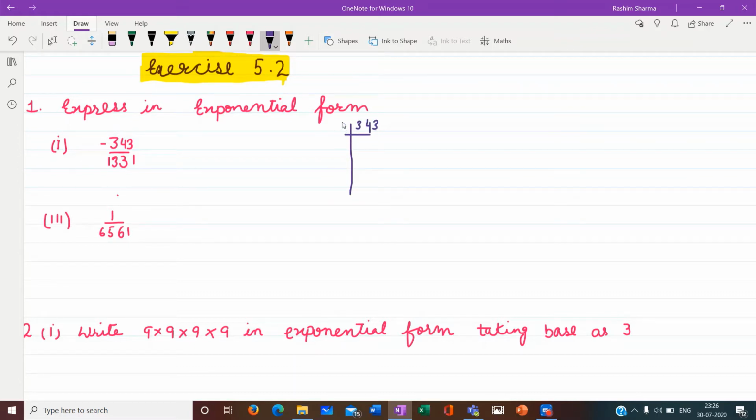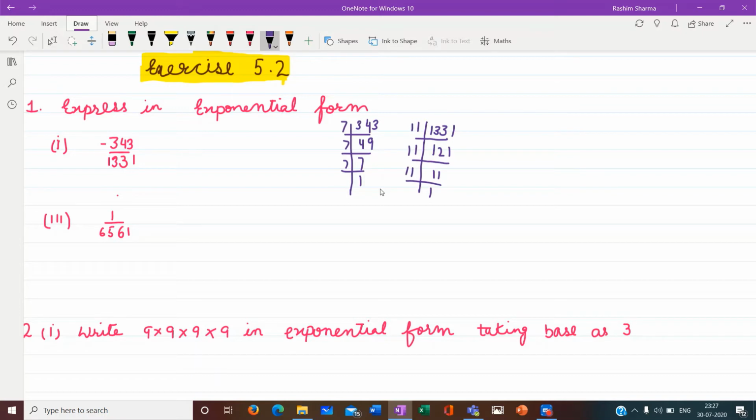343 is divisible by 7. So 7 fours are 28, 7 nines are 63. Then 7 sevens are 49 and 7 ones are 7. Same way we can find for 1331. It is divisible by 11. 11 ones are 11, 11 twos are 22, 11 ones are 11. Then 11 elevens are 121.